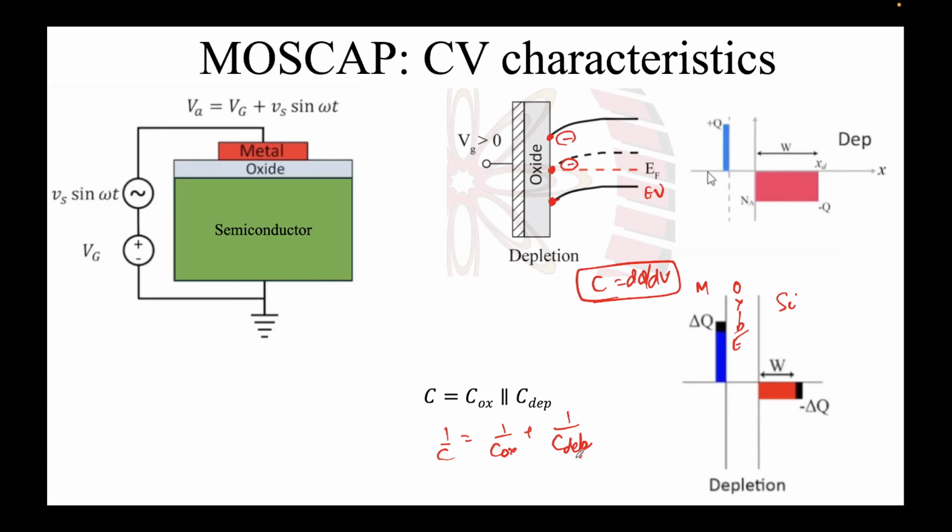If your depletion width increases, I can write this as: Vg increases, W increases, and C depletion decreases. Because C depletion is what? Epsilon silicon area by W. W increases, your C depletion decreases. If your C depletion decreases, the whole capacitance will also decrease. So what you see is this kind of a curve. It's not a straight line, it's a curve actually. Something like this.